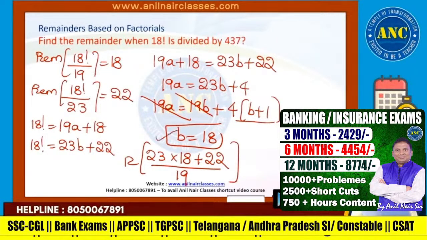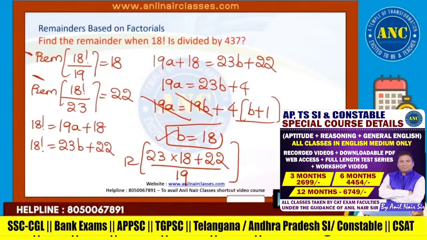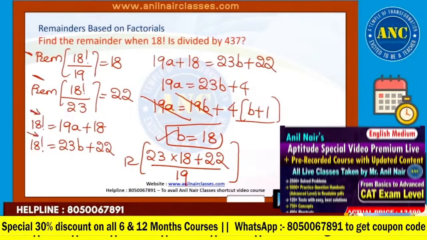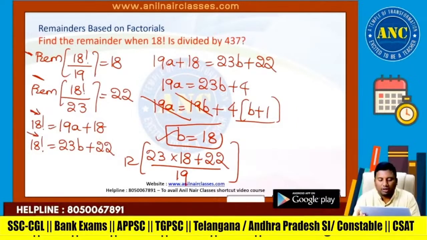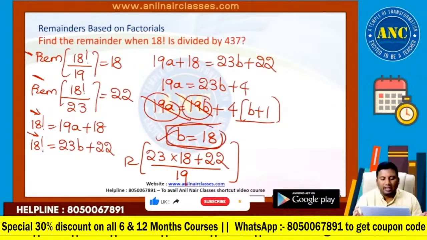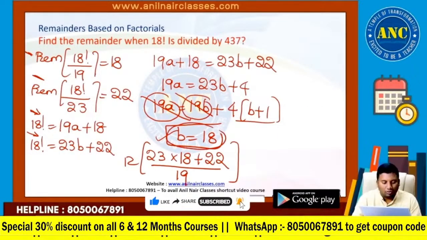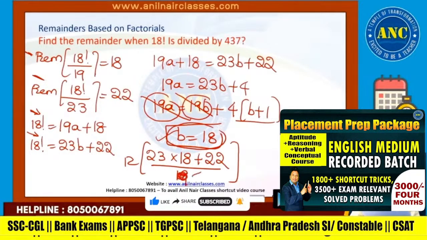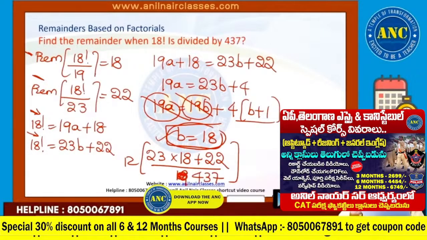How to find out the value of B? Is it clear, right? 18 factorial by 19 is 18, 18 factorial by 23 is 22. Both represent the same number. 19a plus 18, 23b plus 22, 23b plus 4. 19a is 19b plus 4 into b plus 1, divisible by 19. B is 18. If B is 18, then 23 into 18 plus 22, divided by 437, whatever value you get, that itself is the answer.